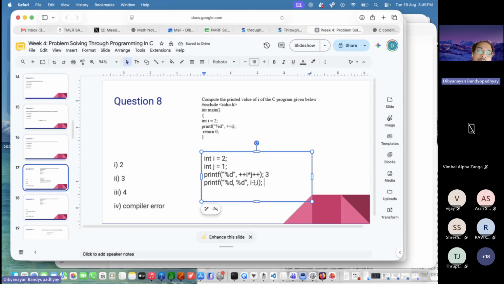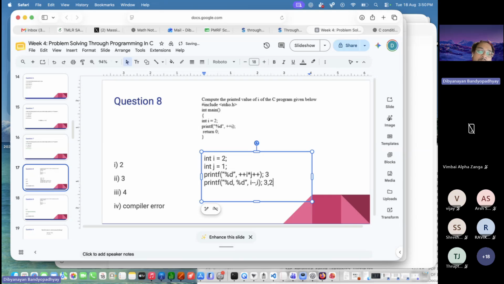3 is basically the value of I now, but you are post-decrementing it, which means the value of I, whatever it is, will be printed first. So 3 will be printed first, then it will be decremented to 3 minus 1 equal to 2. Now the value of I is 2. So now 2 will be printed.